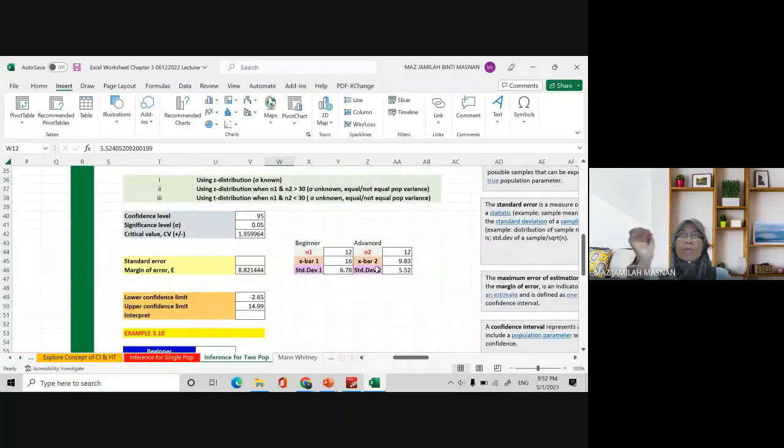If you need to use 4 decimal points, and then set for 4 decimal points, how? Go to the cell, right click.